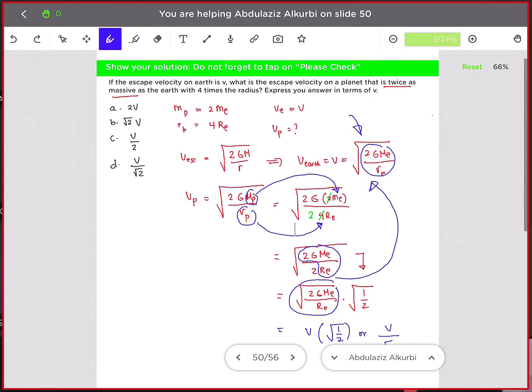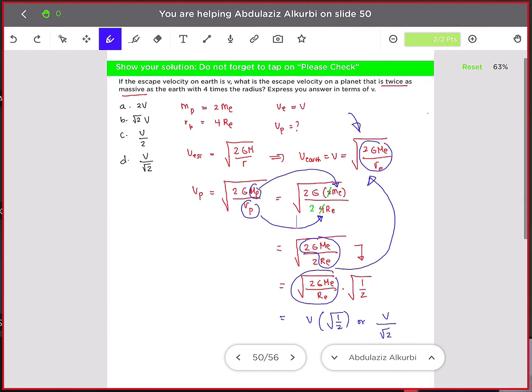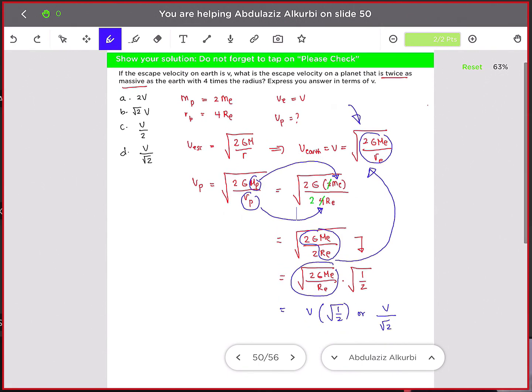Any other questions? No, sir. All right, so now that we have determined the factor, the square root of 1 over 2 is actually just equal to 1 over the square root of 2. So the correct answer here is D. Any other questions?